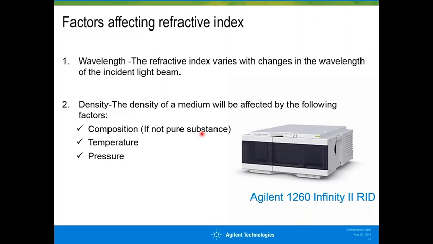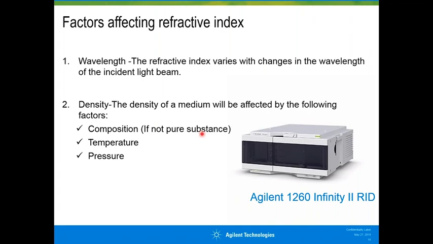This high precision temperature control would stabilize the temperature in both the sample and reference cell. Not just that, you also need to control the temperature of the mobile phase flowing through this detector. If that is not controlled, again, the results would not be as per expectation, or there might be some drift in the detector, baseline drifts.